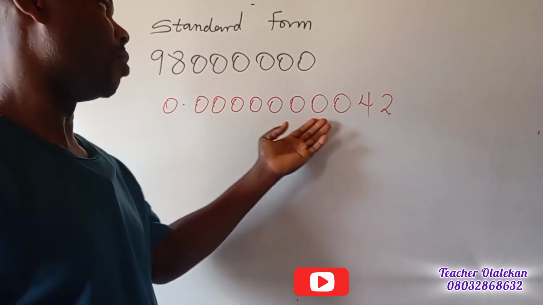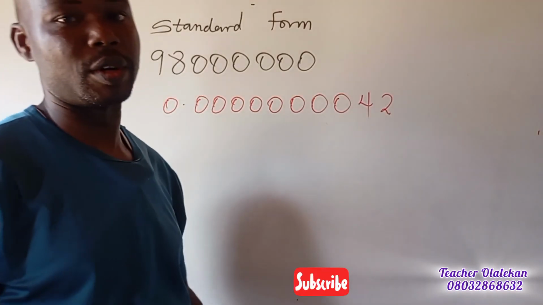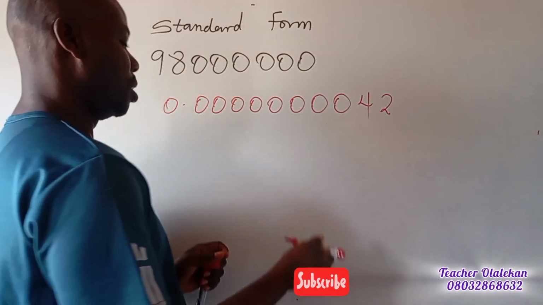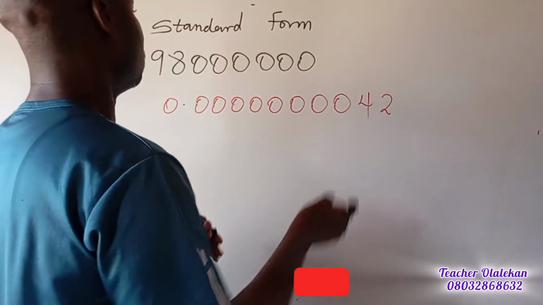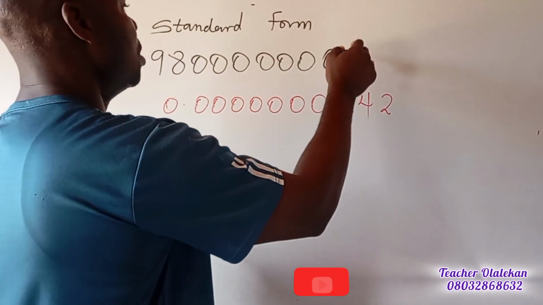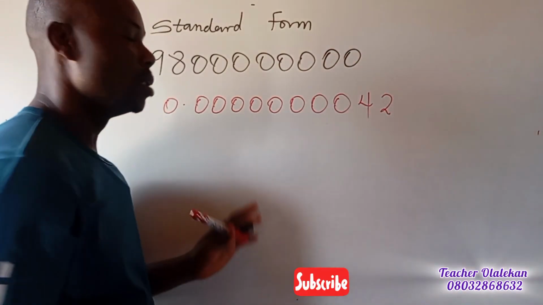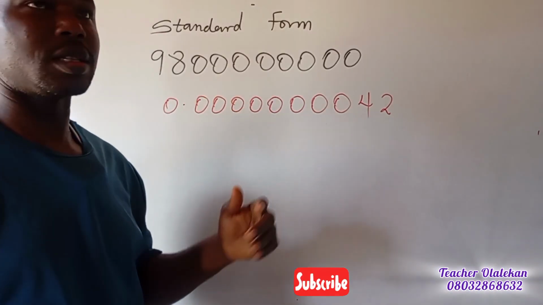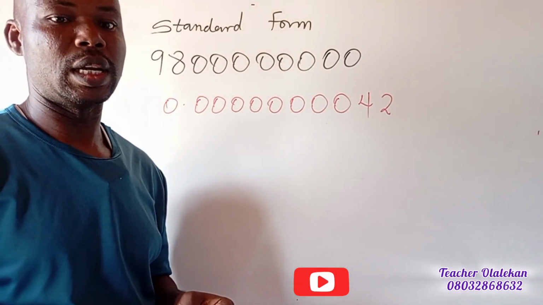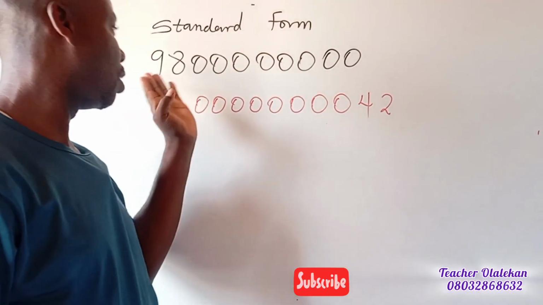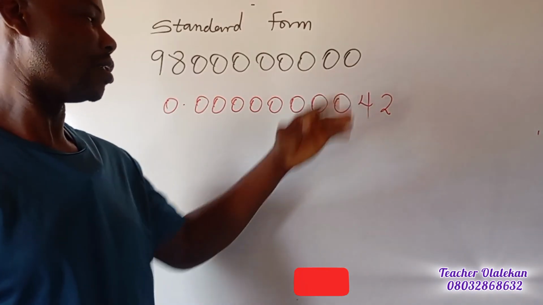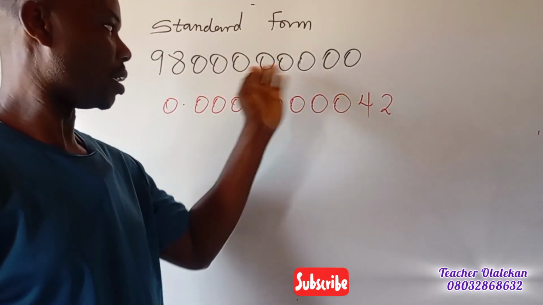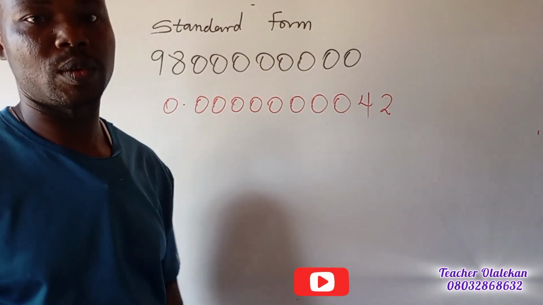So that is very small because the more the zeros, the smaller it becomes. But for this, the more the zeros, the bigger it becomes. So you may also add more zeros to this, like having it at 80 million or 9,800,000,000 or something like that. So standard form is a scientific notation that is a short form of writing a very long, very big figure like this, or a very small figure like this. So instead of writing this figure like this or like this, we use standard form to write it.